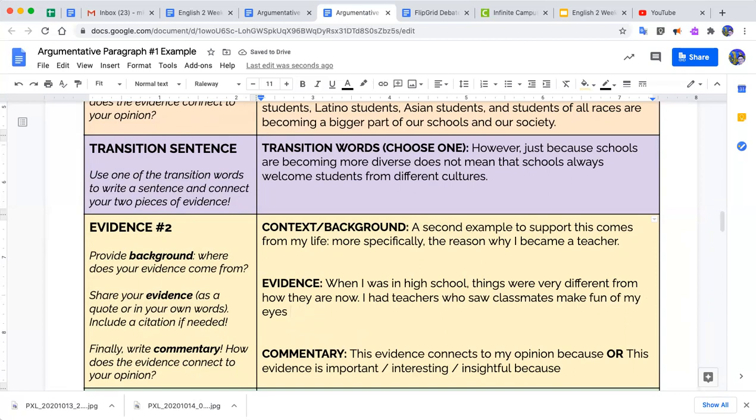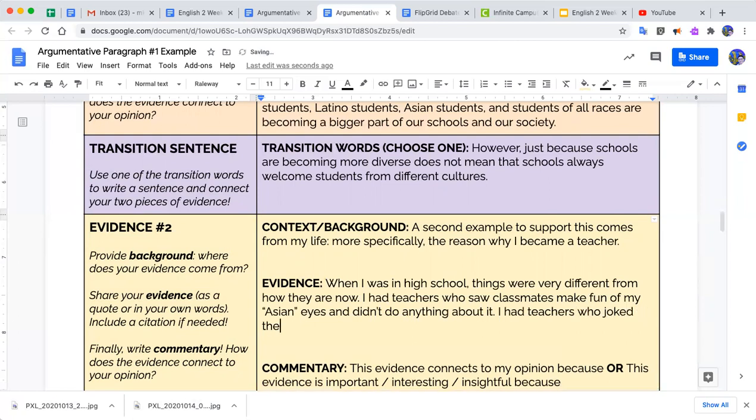There's this stereotype that Asian students have small eyes, so that's kind of the joke. So, in my Asian eyes, and they didn't do anything about it. I had teachers who were homophobic, who joked that being gay was something that would send people to hell.